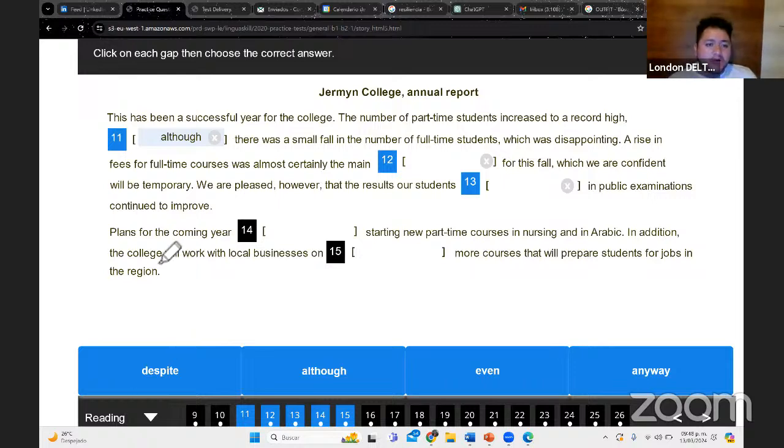Okay, so although. ¿Qué otras opciones hay para although? Bueno, si tuviéramos though, pues también sería correcto, or even though, también existe even though. Those could be another option. También si estuviera but, pues también podríamos escoger but. Okay, so in this case, the only correct option is although.